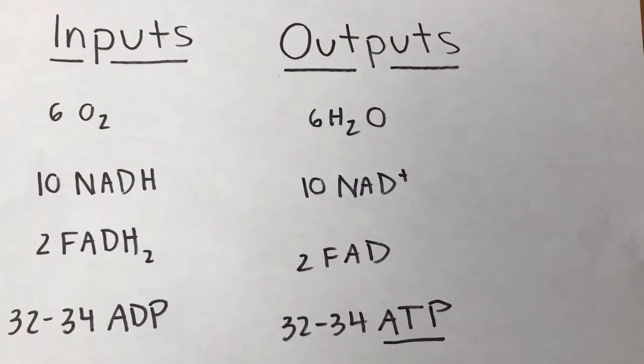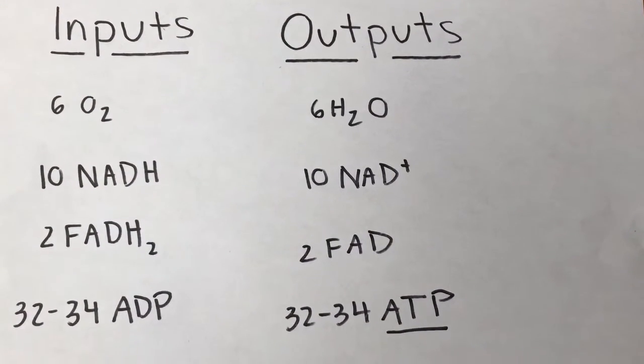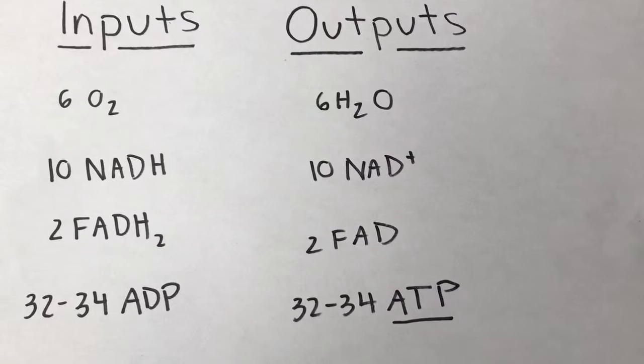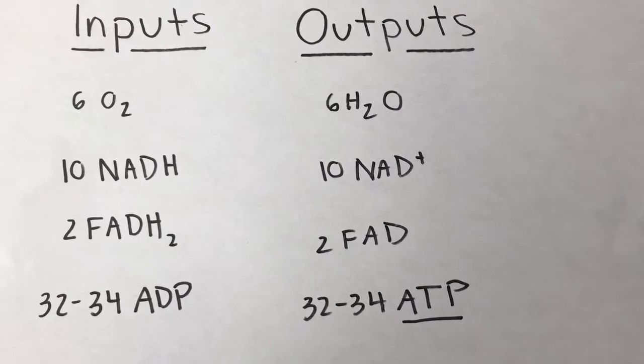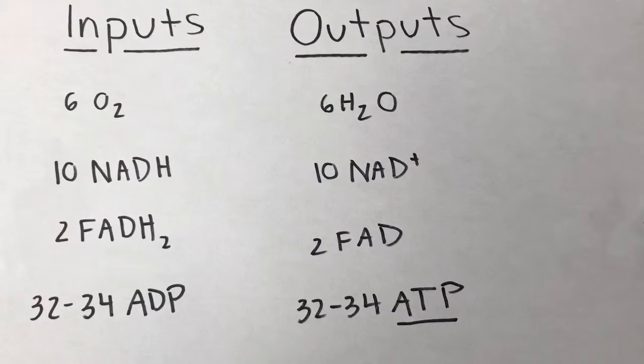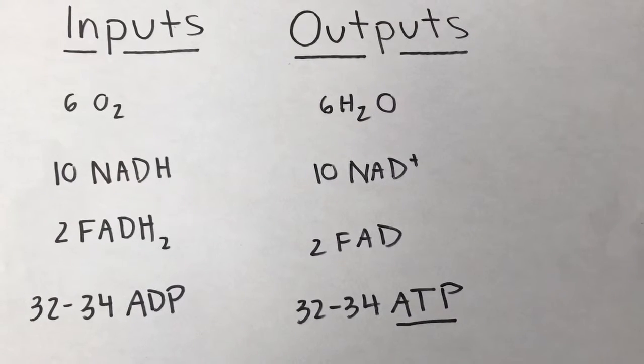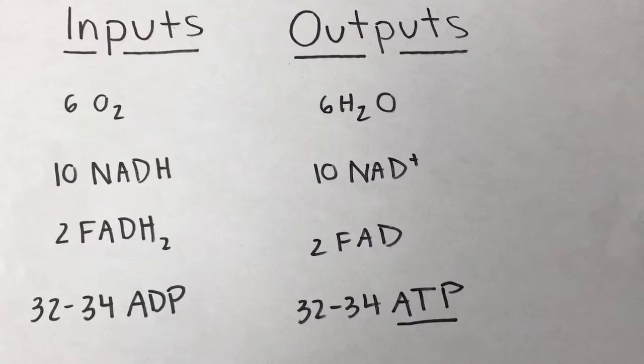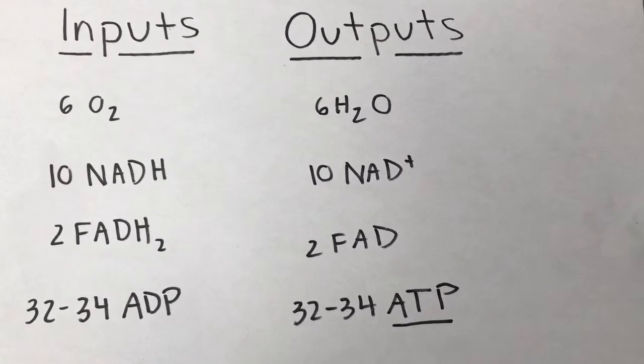The inputs of oxidative respiration are 6 O2, 10 NADH, 2 FADH2, and 32 to 34 ADP. The outputs are 6 H2O, 10 NAD+, 2 FAD, and 32 to 34 ATP.